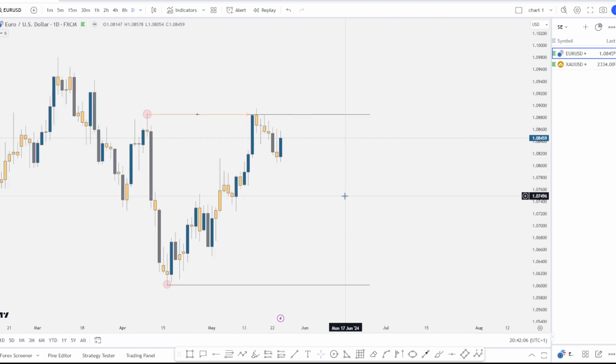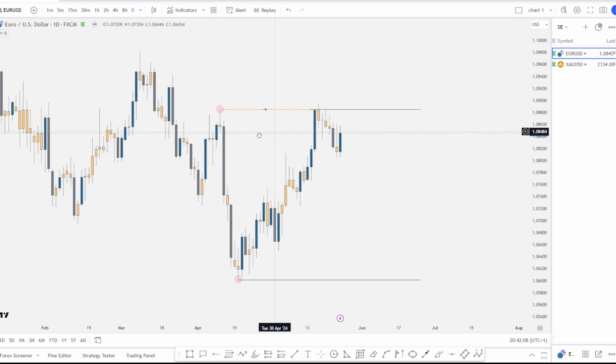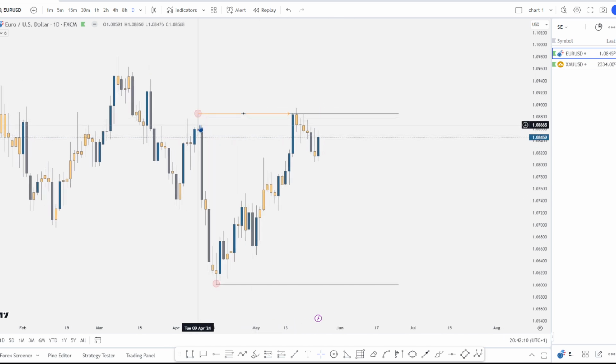Starting off on the daily time frame, we have the same daily range here, with a liquidation of the high and price playing lower. Now again, we failed to close above this high, so we are looking at the same principle. Now we have played back down into the last order block created, and we have seen a slight push higher.